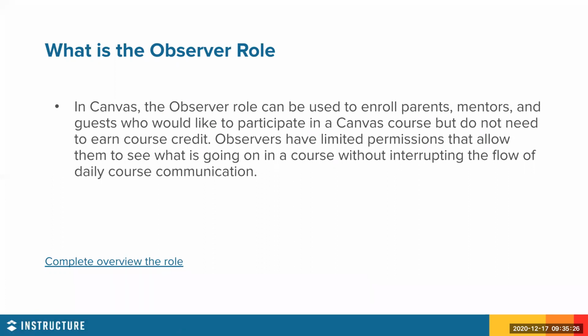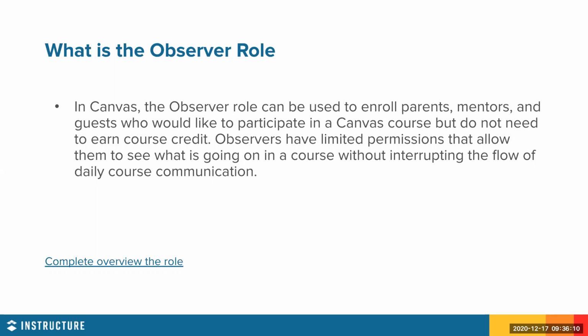But what the observer role is, in short, this is basically going to be anybody who needs to be seeing what's going on in your course, but they don't need to be receiving credit for it. So this is often used for parents, which is what we're speaking to specifically today. But mentors, sometimes school counselors will be observers to different students in your course. But they do have limited permissions and activity within Canvas. So we don't want observer roles to interrupt the work that you're doing as a teacher and the flow of your instruction. So they're just there to really see what's going on.